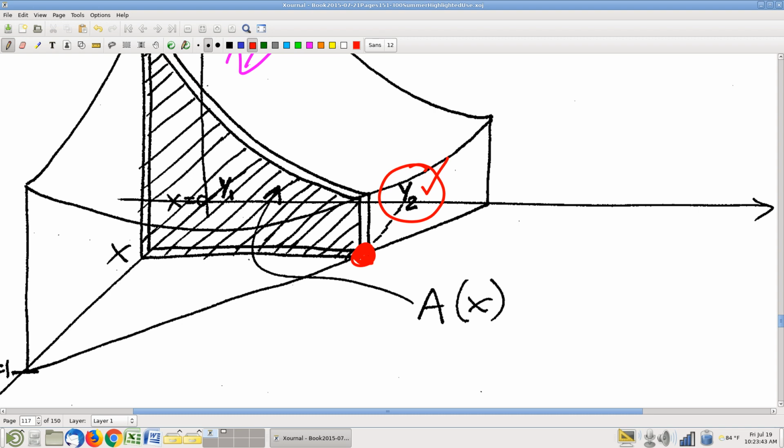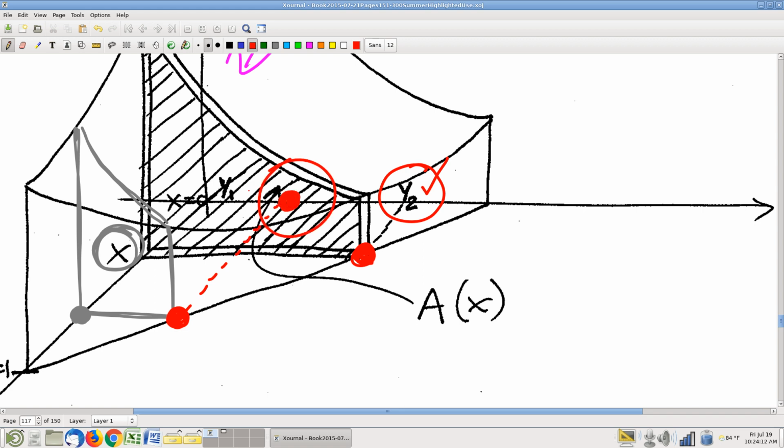Here's the thing. That's for a certain value of x. What if I chose a different value of x? What if I was looking at some value of x over here? For that value of x, this is what my cross-section looks like. Something like that. And the y-bound corresponding to that point, that's sort of the last value of y. And notice the y-bound is different. Right, so for different slices, you get different y-bounds.